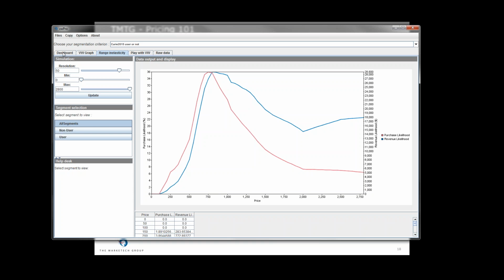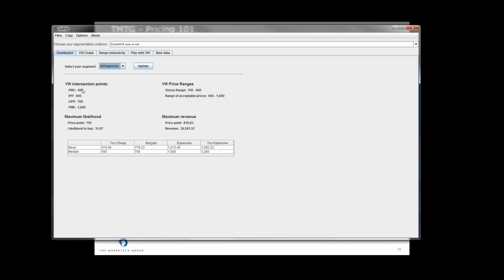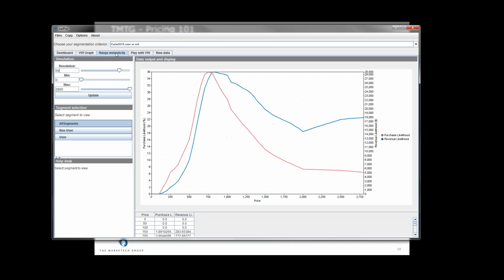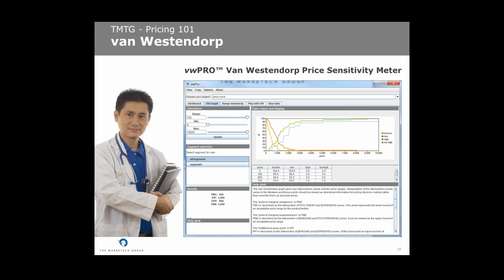And you can always summarize that. Point of marginal cheapness, point of marginal expensiveness, so the acceptable price range is between 600 to 1,000. And the maximum likelihood to purchase is at $750 with about 36% reporting likely to buy, and your maximum revenue. So this addition to von Westendorp makes it a very powerful tool that not only do you get the acceptable price range, but you can get some sense of the price elasticity and purchase likelihood. So I want to show you that tool. A simple addition to von Westendorp could be very powerful for you.